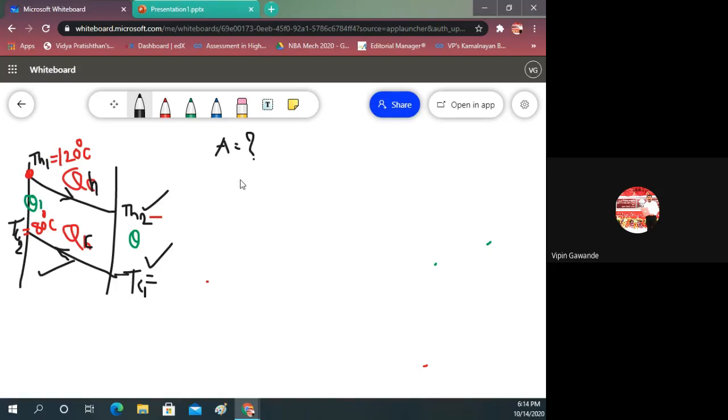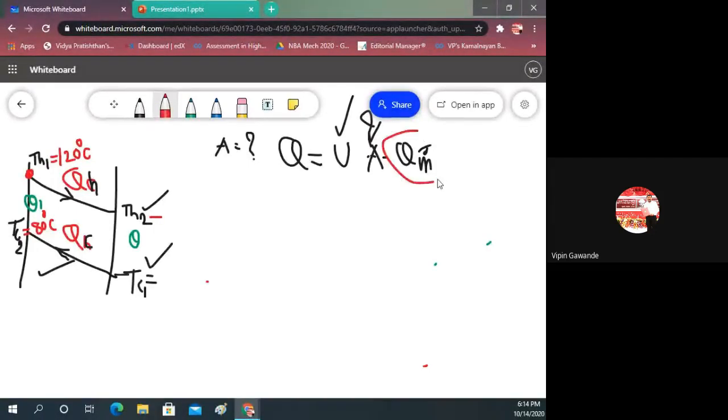I'm giving you how to formulate the problem. When area is asked, first see which formula we have to use: Q is equal to U A delta theta M. From this formula, the area is there, so I will calculate this A, but this is my question mark. Now U is given in the problem. Theta M is unknown and Q is unknown. So first concentrate on theta M. How to calculate theta M? Write down its formula first.